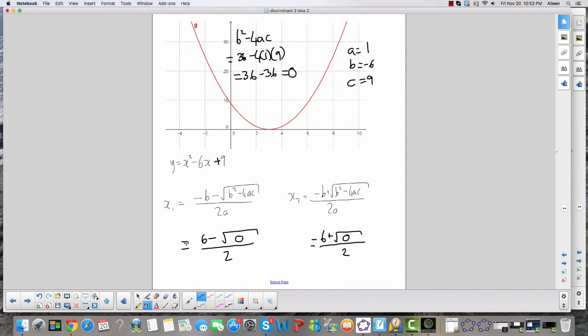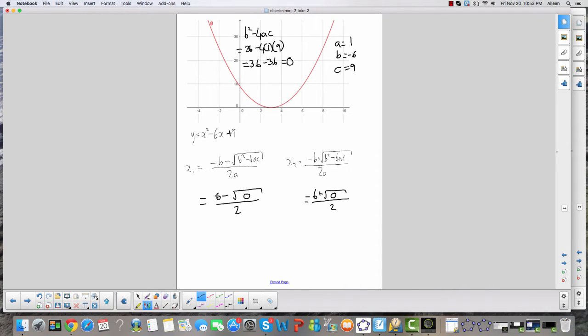So the left root has the value 6 minus 0 divided by 2, which is 3, and the right root has equation 6 plus the square root of 0, which again is 3. So both roots are 3, it's cutting at 3, so we call this one a real repeated root.